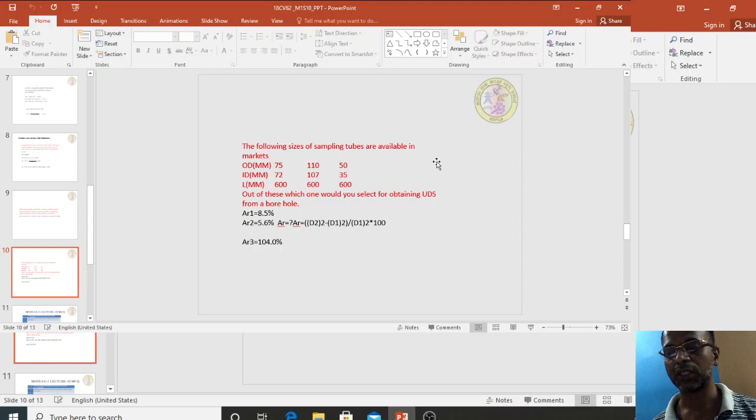If you see the results, area ratio 2, which is 5.6%, is much lower than 8.5%. Therefore, because they ask us to recommend, we can recommend the sampler having outer diameter 110 mm and internal diameter 107 mm. We are recommending it as the best UDS sample tube.